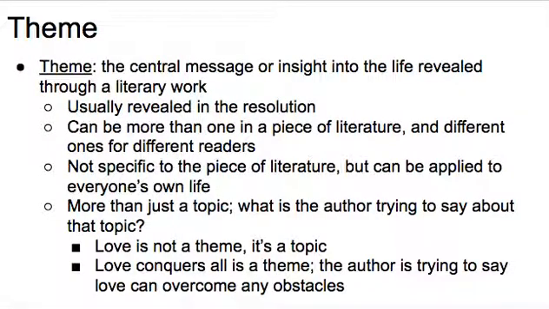Theme. Theme is a little bit more complicated than the rest of the terms today, but the basic idea is it is the central message or insight into the life revealed through a literary work. So it's an insight into life.